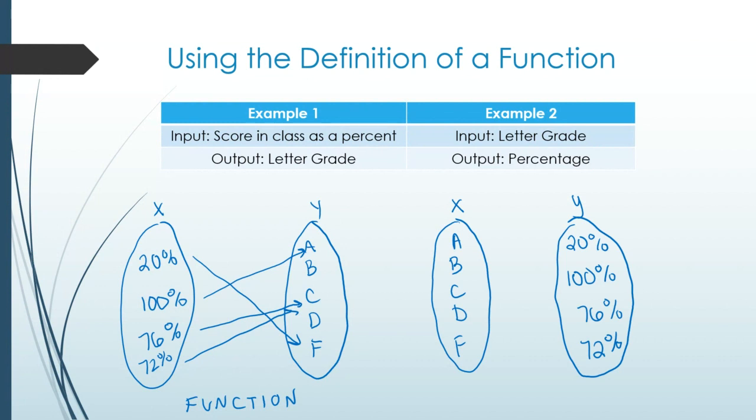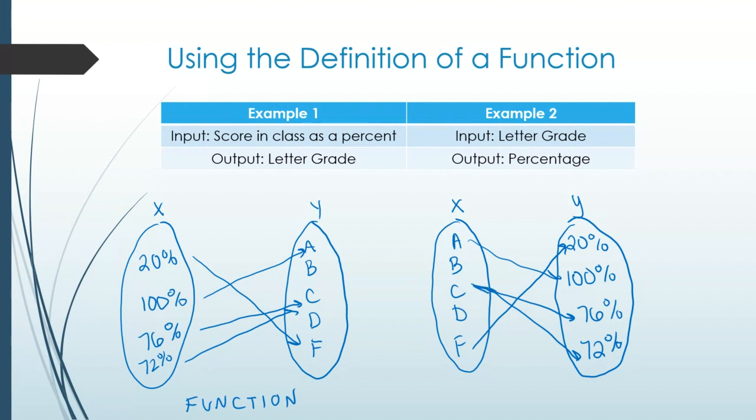So if you have an A, okay, well, that can go to 100. B doesn't go anywhere. C goes to 76 and 72. D doesn't go anywhere, and then F goes to 20. So those actually go to C.